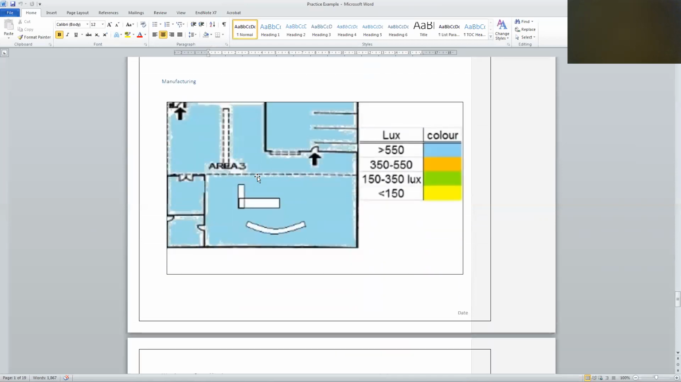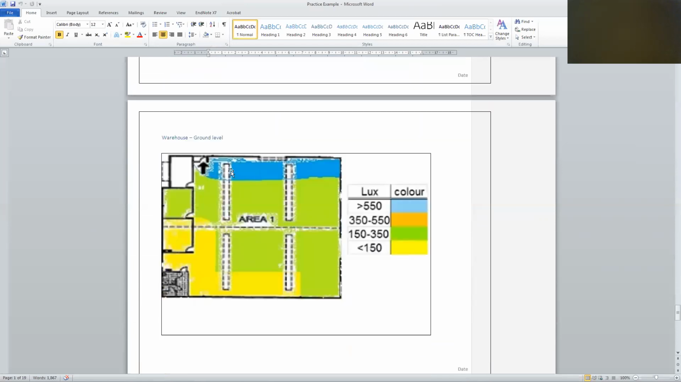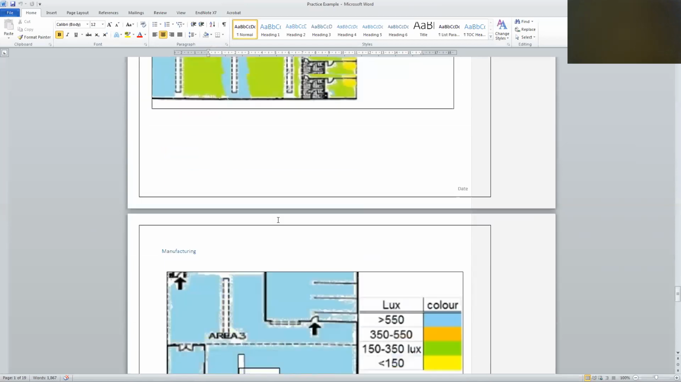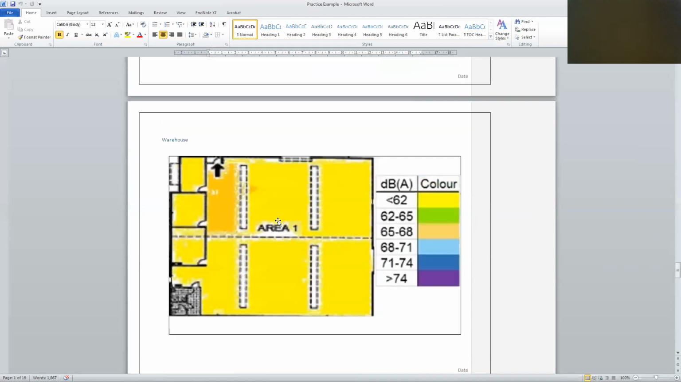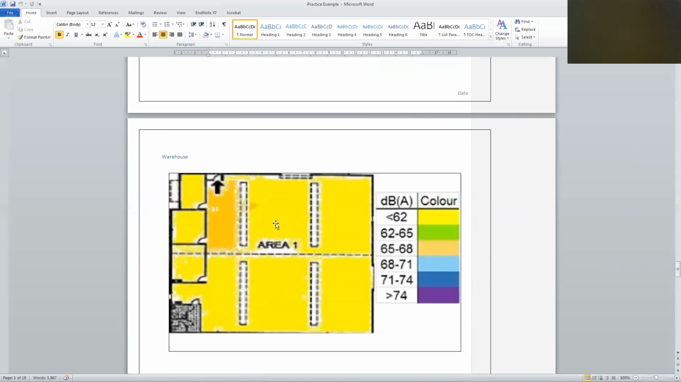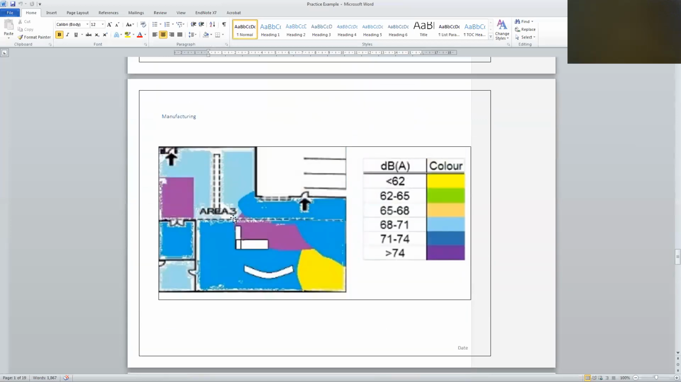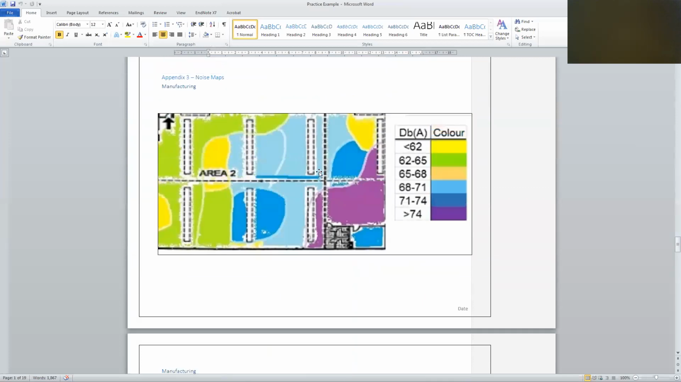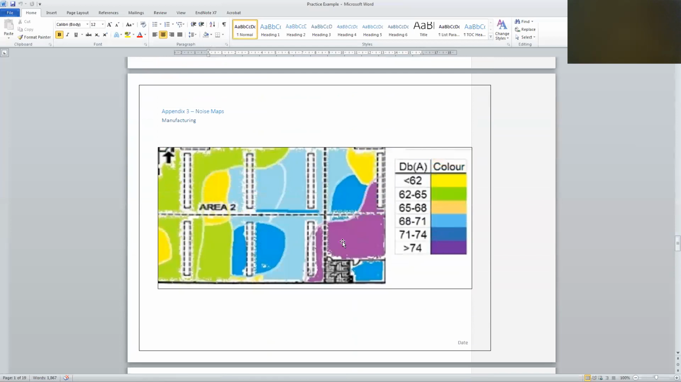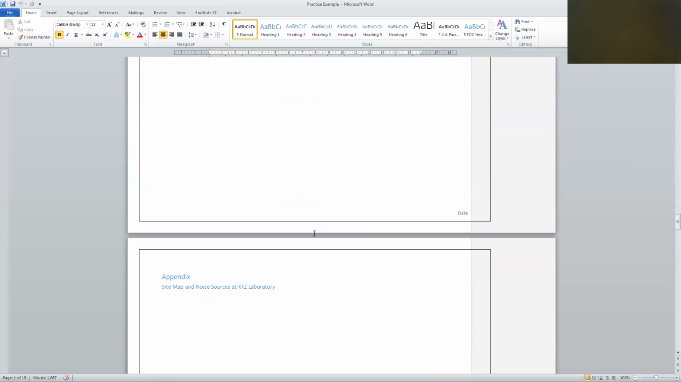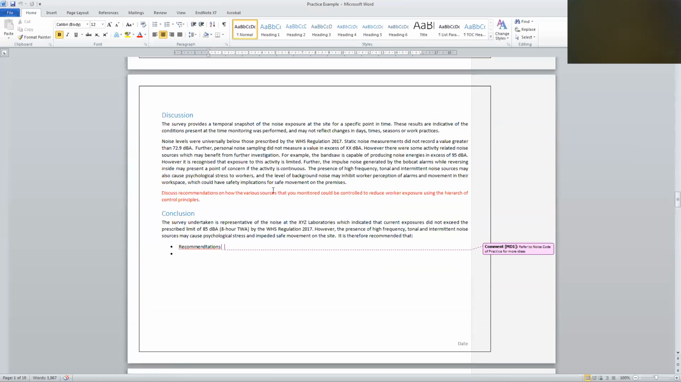So obviously this area of the manufacturing is very quiet. Oh, sorry, I've given you light. Ignore that one. That's because we did light as well in this one. So the warehouse, fairly quiet in here. Here we've got a couple of hot spots, but in all, it's actually less than 85 dBA. So if you had extended work shifts operating here, there might not necessarily be such an issue.